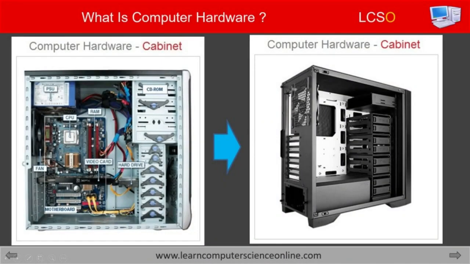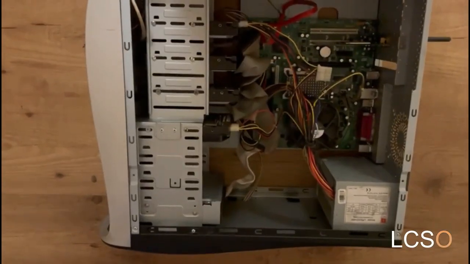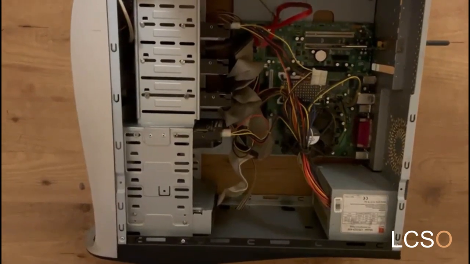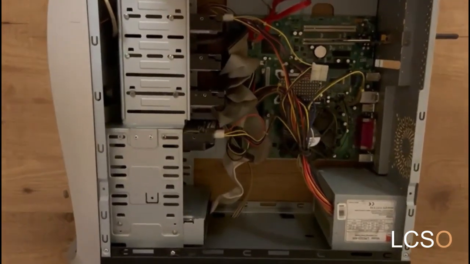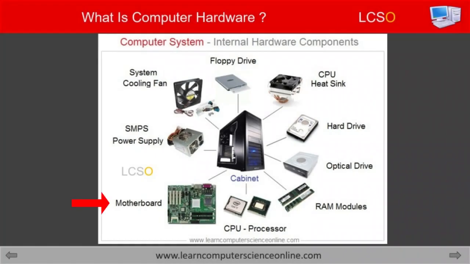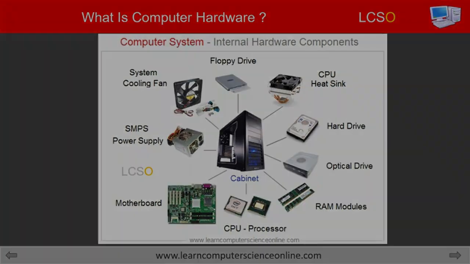The first type of hardware components are placed inside the computer case, or we can also call a computer cabinet. Some of the most prominent hardware components that are placed inside the computer case include motherboard, power supply unit, memory, hard disks, microprocessor, RAM modules, and other such components.